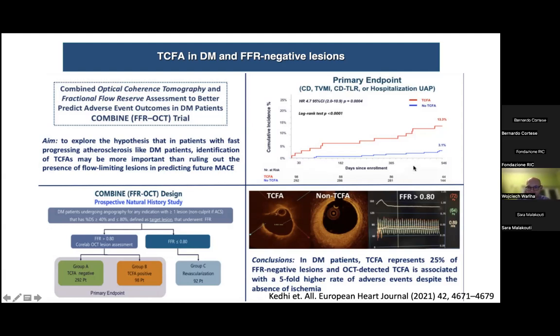So when we look at that study, we know that patients with diabetes without significant stenosis according to FFR, 25% of those patients will have TCFA, and they have a higher rate of adverse events compared to patients who did not have TCFA.